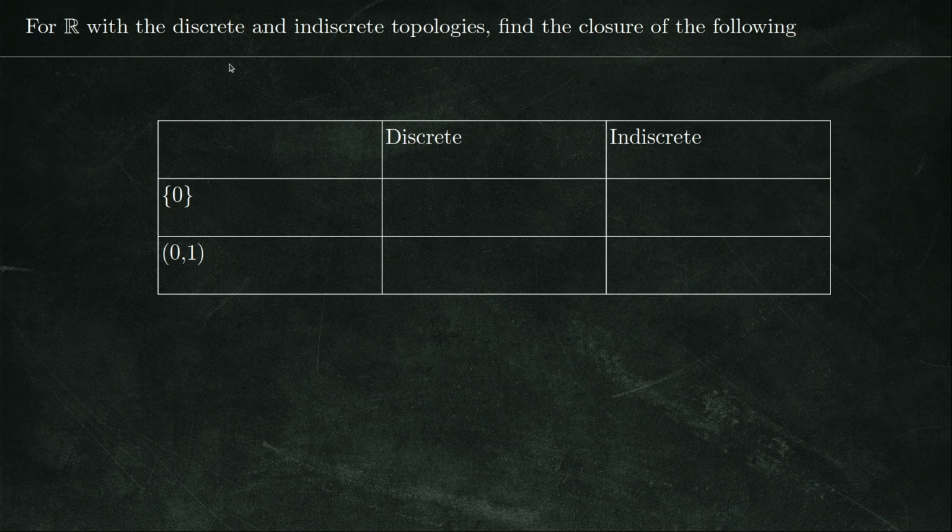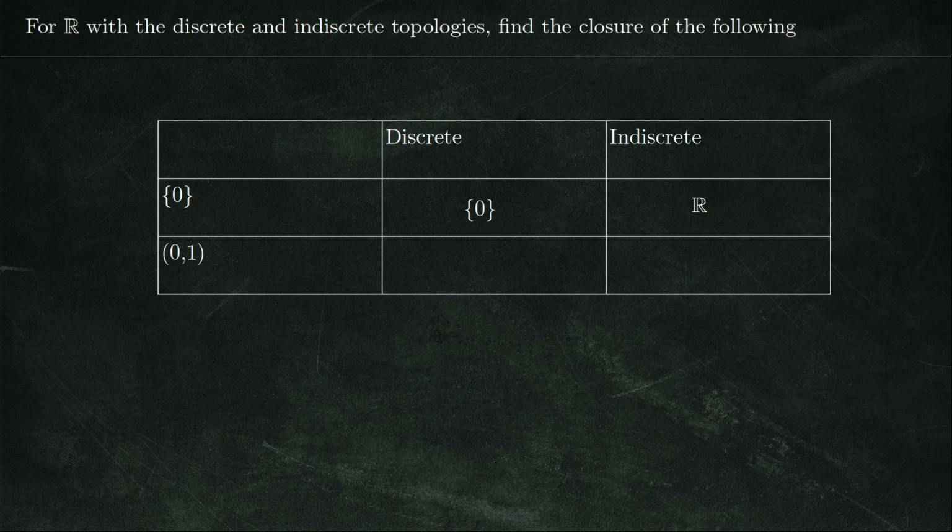Okay, we're now going to look at R with the discrete and indiscrete topologies. And recall that the discrete topology had every single subset being open and closed. And for the indiscrete topology, the only open and closed sets were the empty set and the full set R itself. So, for the first example, let's find the closure of the single point 0. In the discrete topology, it's just {0}. The indiscrete topology, it's the whole set R.